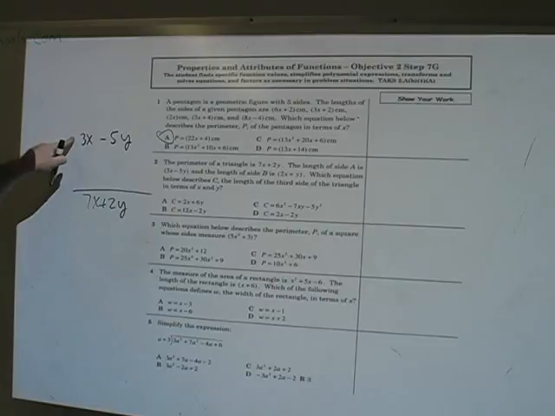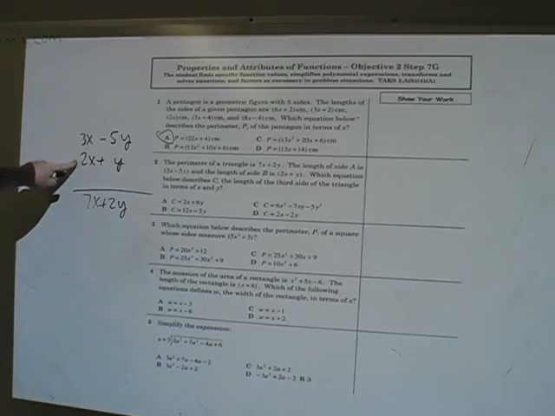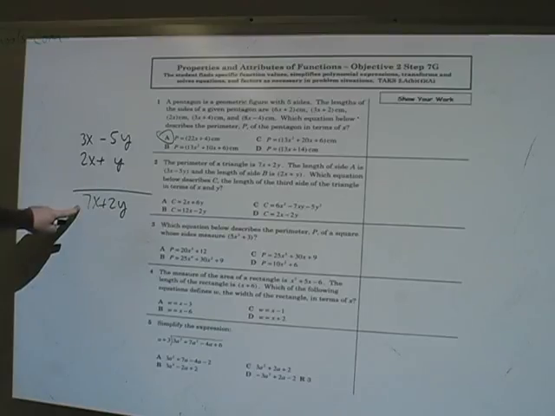Here's side A, here's side B, and we're missing side C. When we add all three of these up, we need to get 7x. So let's just use common sense here. 3x plus 2x is 5x, but we need to get to 7x for our total. So how many more x's do we need? Well, we need 2x. So side C has to have 2x in it, so that we have a total of 7x.